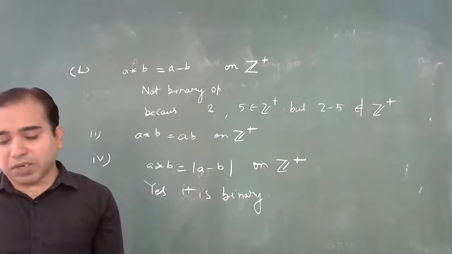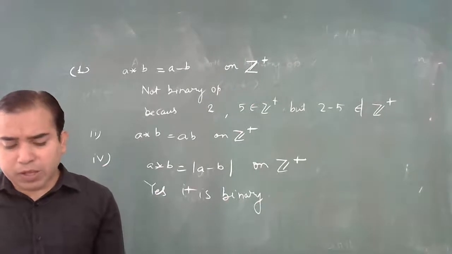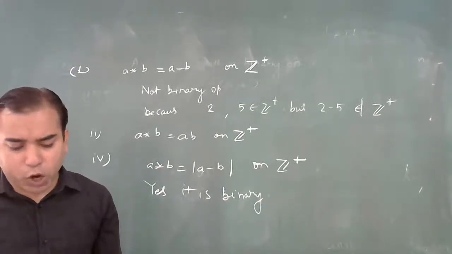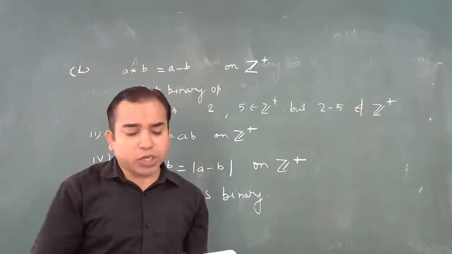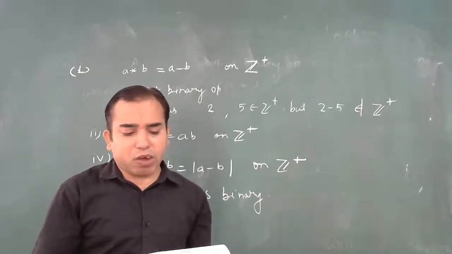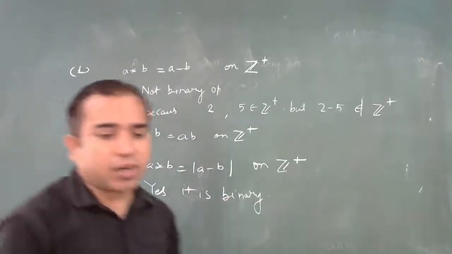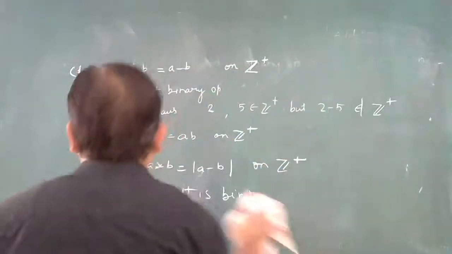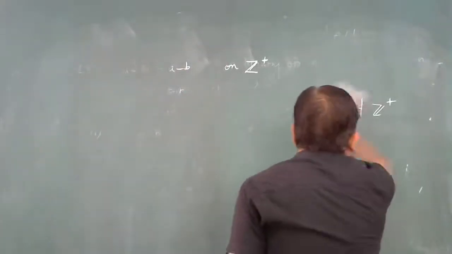Let us see question number 2. Please do solve all the parts. Very easy there. In question number 2, they are asking: for each of the following operations given below, determine whether the star operation is binary, commutative, or associative. I have to check all three things. Let's check whether it is binary or not, associative or not, commutative or not.